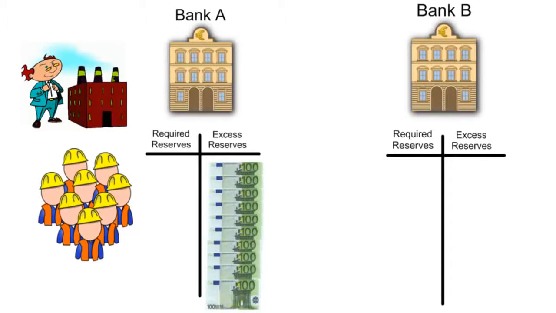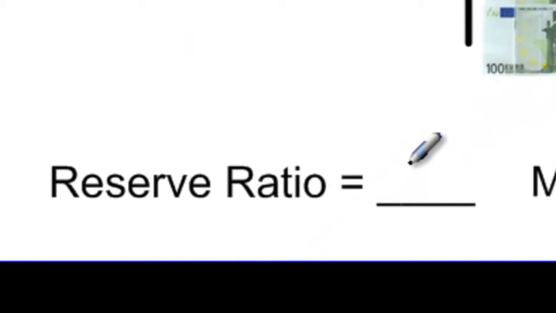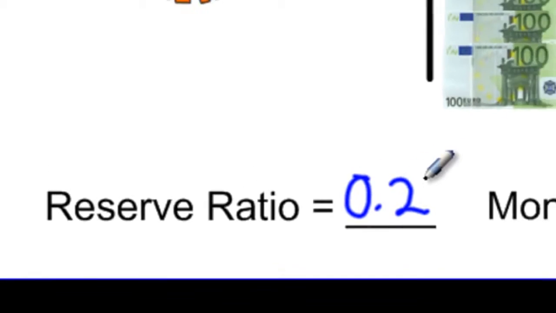Now we have to ask the question, what is the reserve requirement in this economy? In other words, of this 1,000 euros, how much is required to be put into reserve? Let's assume that in Europe today, the ECB, or the European Central Bank, has set a reserve ratio of 0.2. This means that 20% of all commercial banks' deposits must be kept in reserve at the European Central Bank.